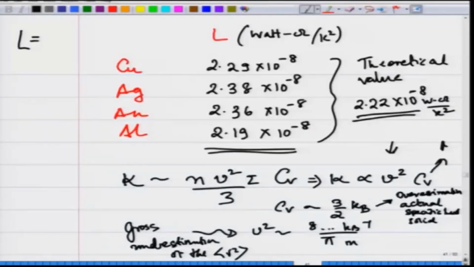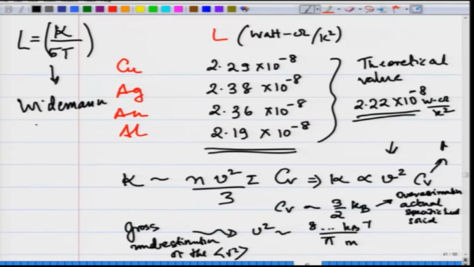But be that as it may, this value L, which is a ratio of the thermal conductivity to the electrical conductivity times temperature, is a very important quantity and it is associated with this law which is called the Wiedemann-Franz law, which describes the relationship between thermal and electrical conductivity, and we get a number which is reasonable.